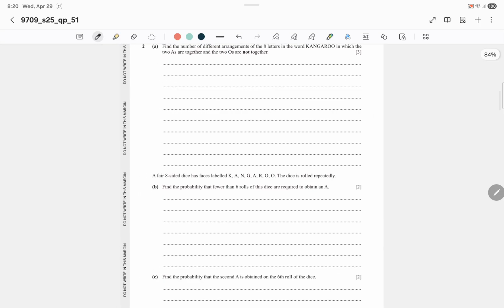Now, for number 2, find the number of different arrangements of the 8 letters in the word kangaroo, in which the 2 A's are together and the 2 O's are not together. So, kangaroo, right? There are two O's. There are two A's. What else? That's about it.